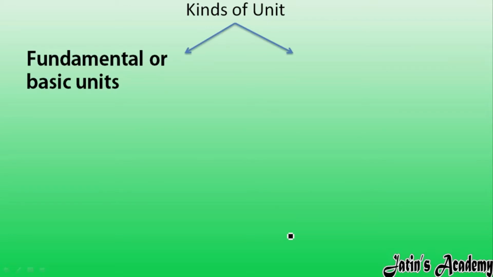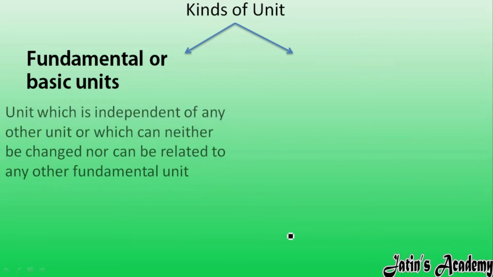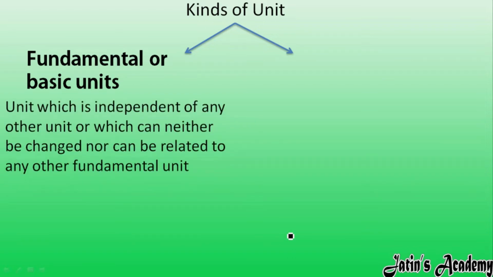Next we are having kinds of units. So here we are having two kinds of unit. One, we are having fundamental or basic units. So what do you mean by fundamental or basic unit? Fundamental or basic unit means that unit which is independent to any other unit. For example, here I am just going to measure the length of any line.